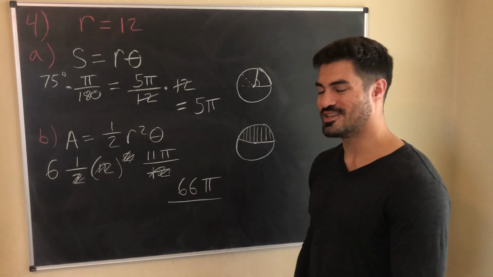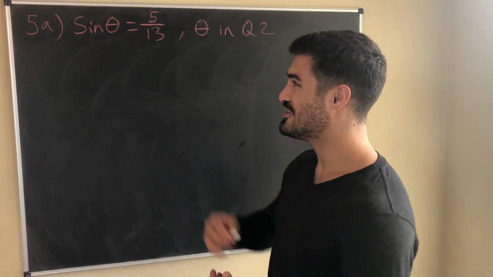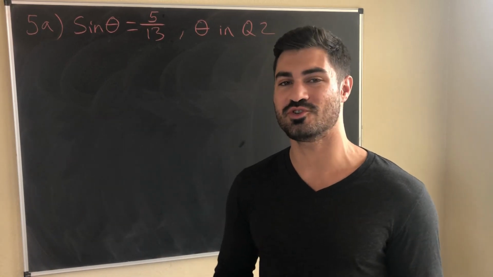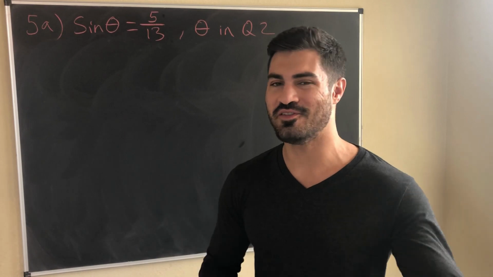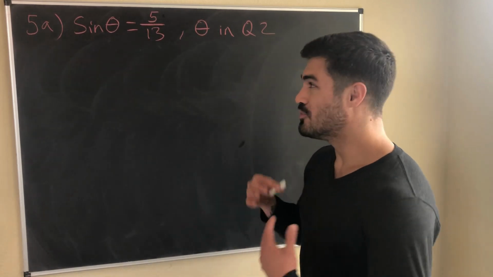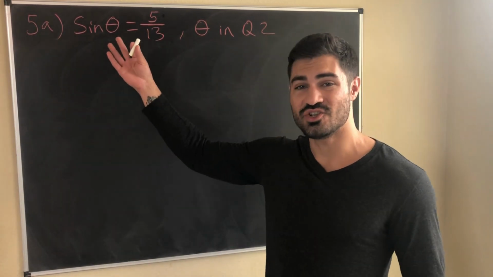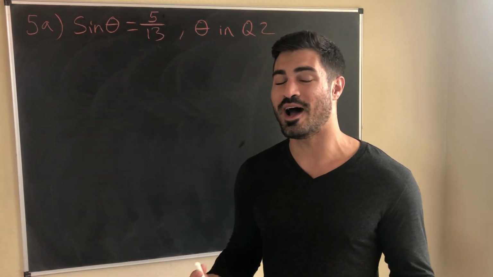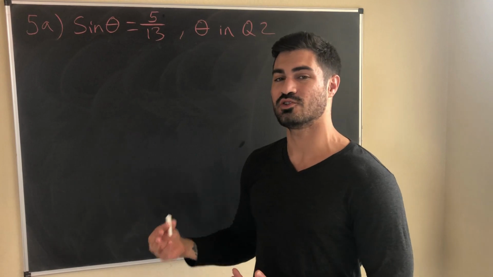So hopefully this made sense. Number 5, here we go. I think this is a really good exam question because it really tests your knowledge of trigonometry in a few different ways. That's why I gave it a part A and a part B. But what we really need to know is our definitions for these trig functions. For example, sine theta equals y over r. Cosine theta equals x over r, etc.